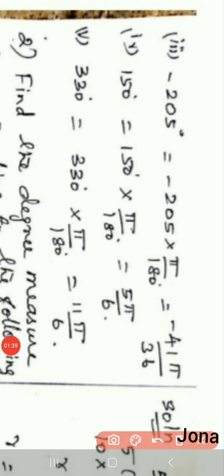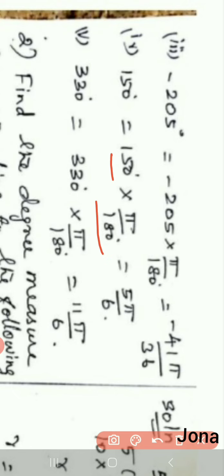Third one, minus 205 degrees equals minus 205 into pi by 180 degrees. Keep the angle as it is. So we can cancel by the 5 table, so that we get 36 here. That answer is minus 41 pi by 36.